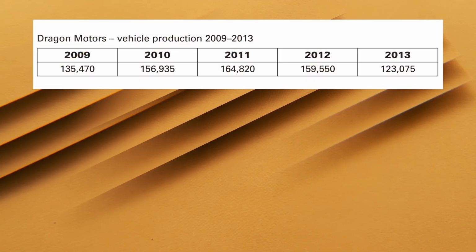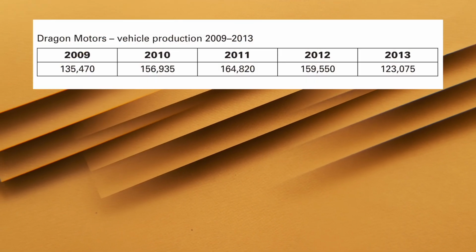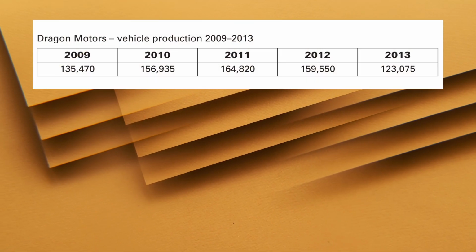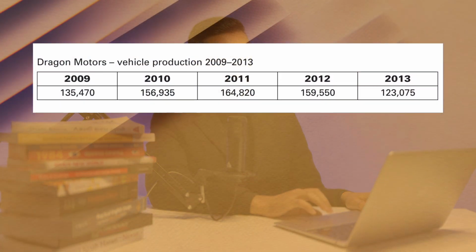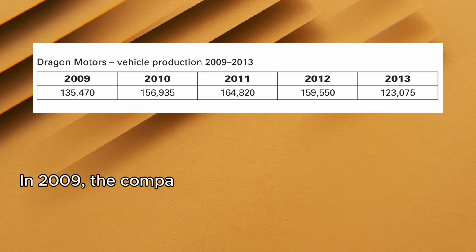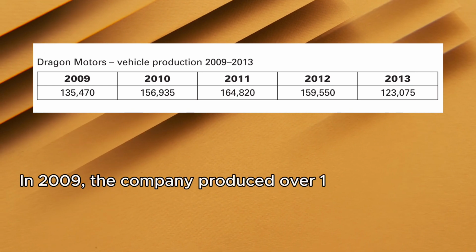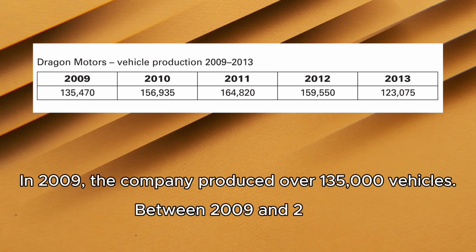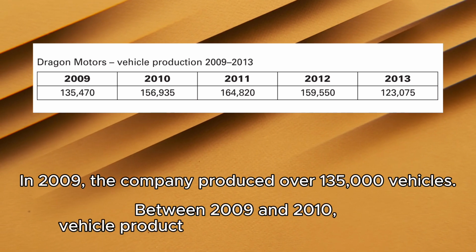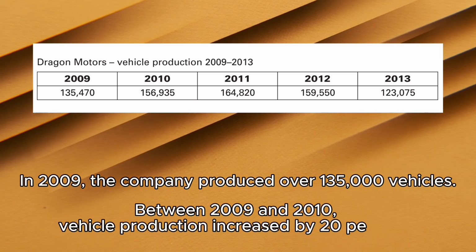Now look at this table and pay attention to the information given in that table. Dragon Motors vehicle production from 2009 to 2013. Here you can see several numbers. And now let's write sentences about this information. In 2009, the company produced over 135,000 vehicles. Between 2009 and 2010, vehicle production increased by 20%.